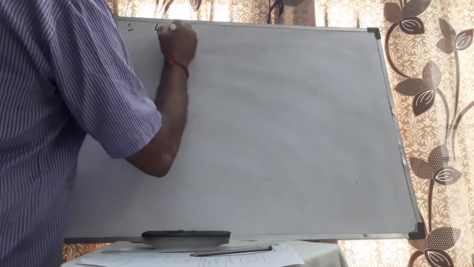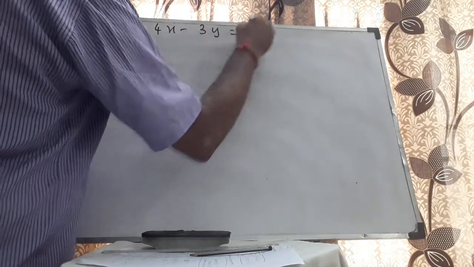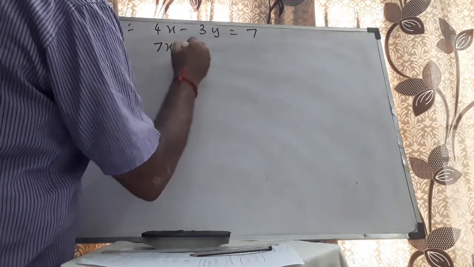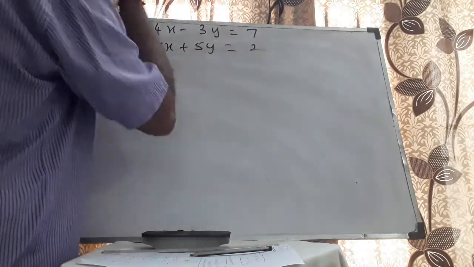Okay, I'll just do one more sum. Let me take one more example. I'll take another pen also. It is 4x minus 3y is equal to 7, and 7x plus 5y is equal to 2.